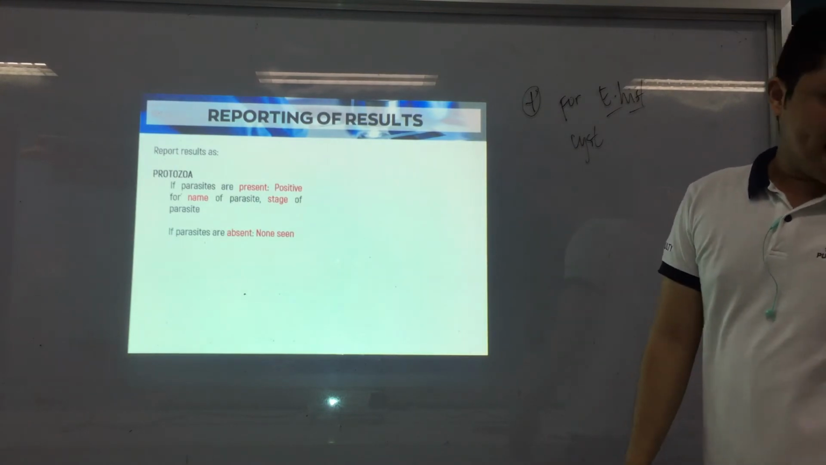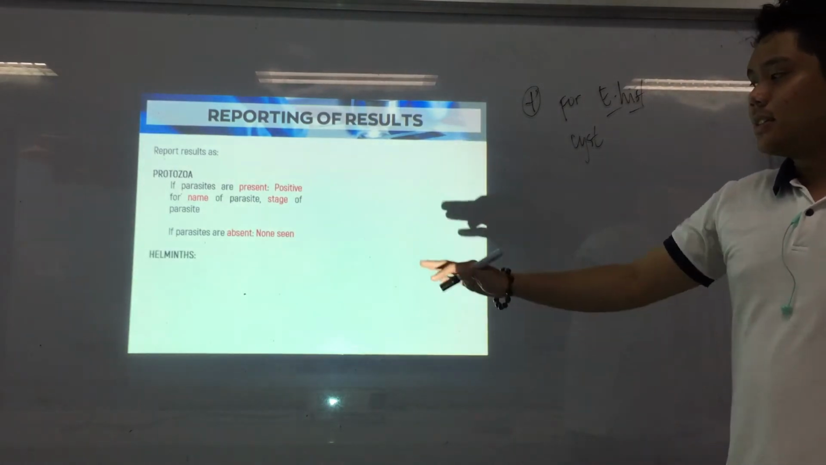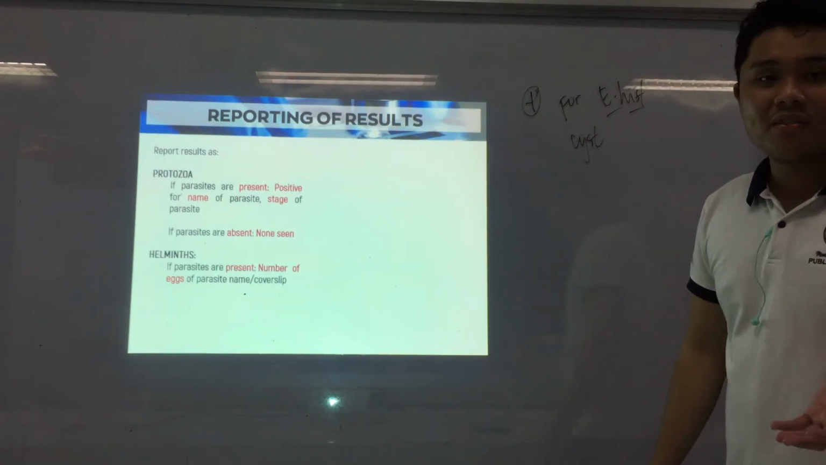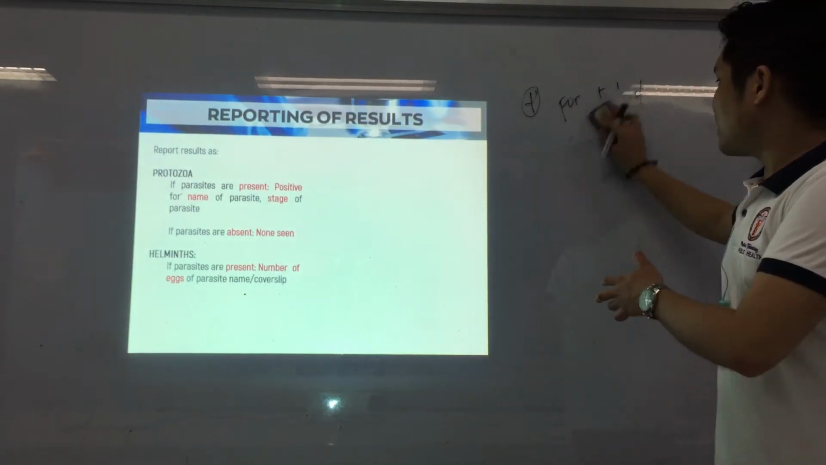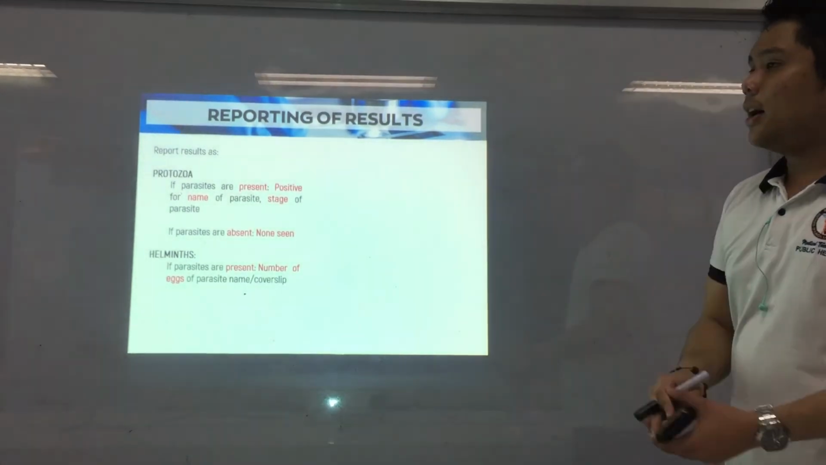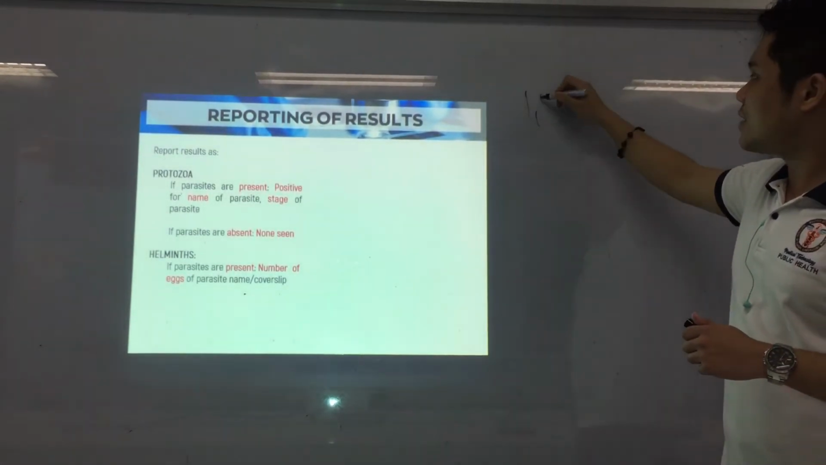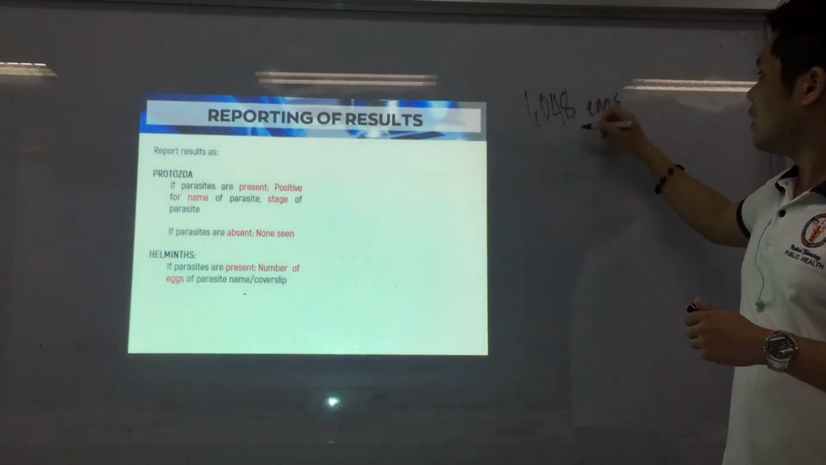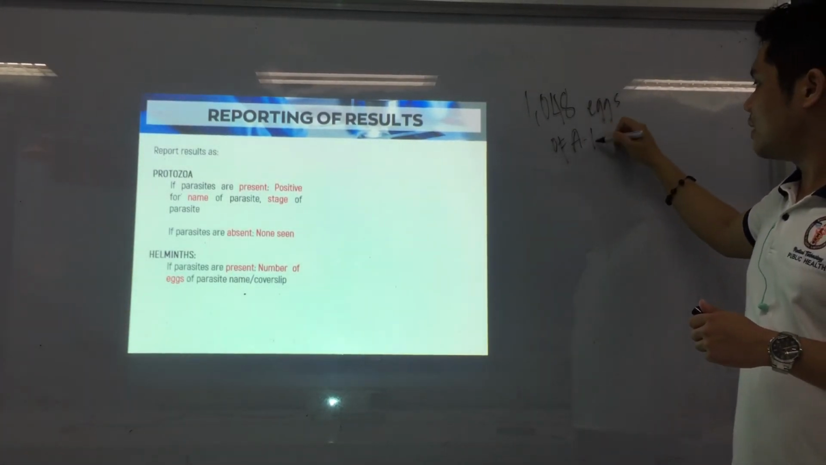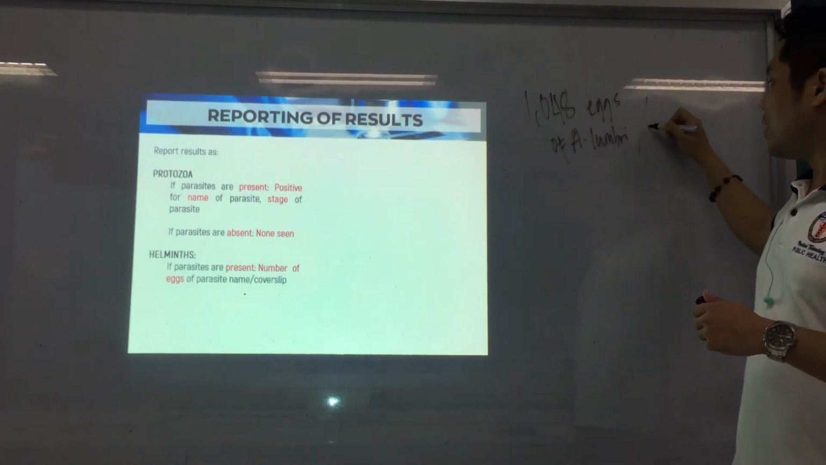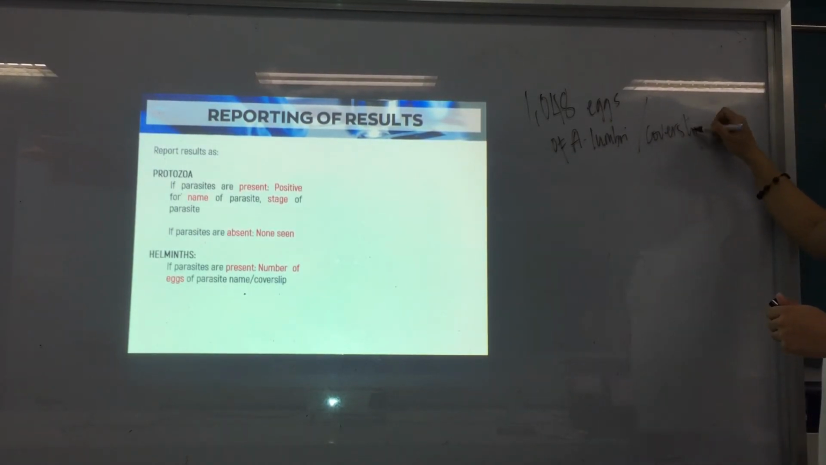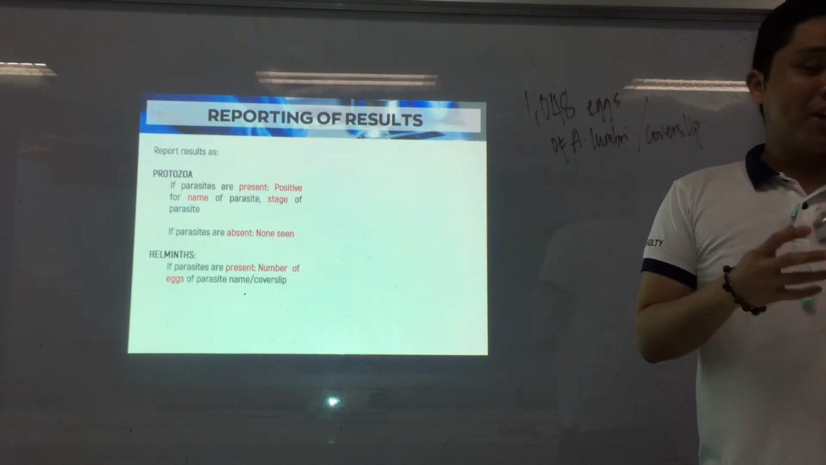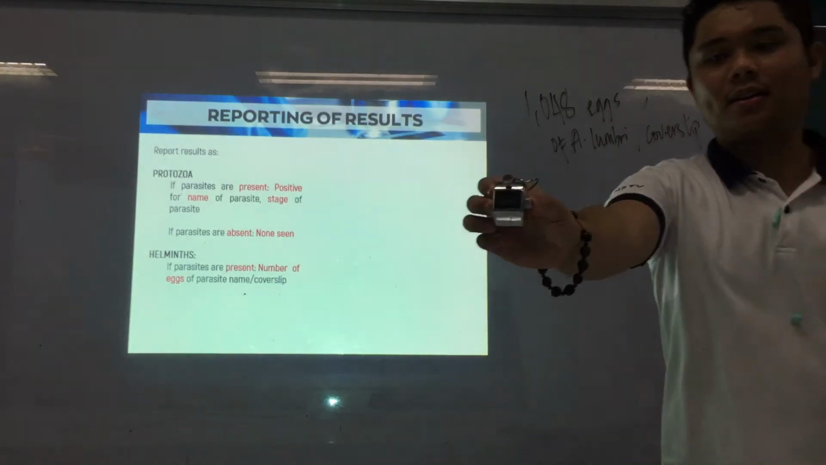And lastly, for helminths, if you see a helminth egg, then you count the number of the eggs per cover slip. So for example, you see 1,048 eggs of Ascaris per cover slip. So that's how you report. Now you may be wondering, sir, how do we count eggs? We use what we call this one.